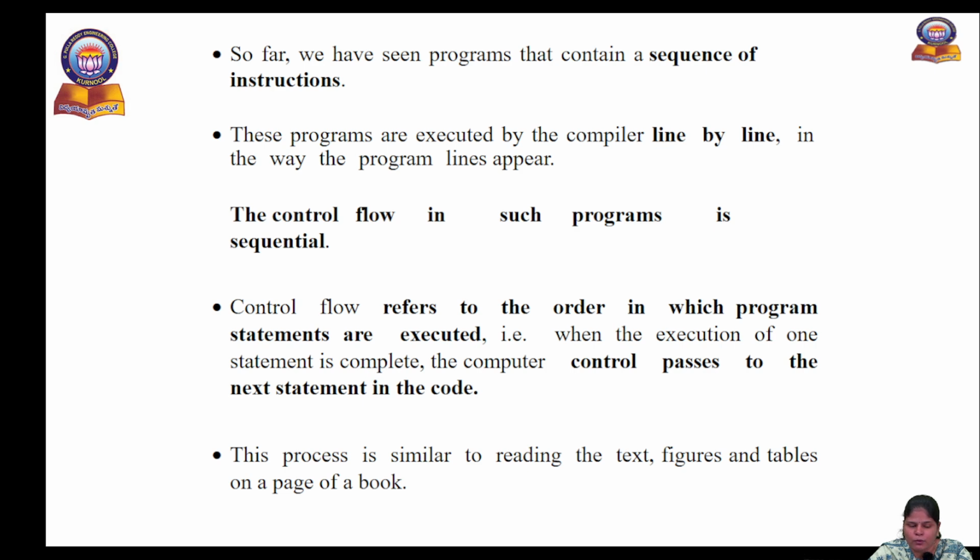Whatever program we have written, the execution is based upon the position of the statements. So the control flow in such a program is sequential. What is meant by control flow? Control flow refers to the order in which the program statements are executed. So the control passes within a program in a line by line or sequential fashion. This process is similar to reading the text, figures and tables on a page of a book, right?